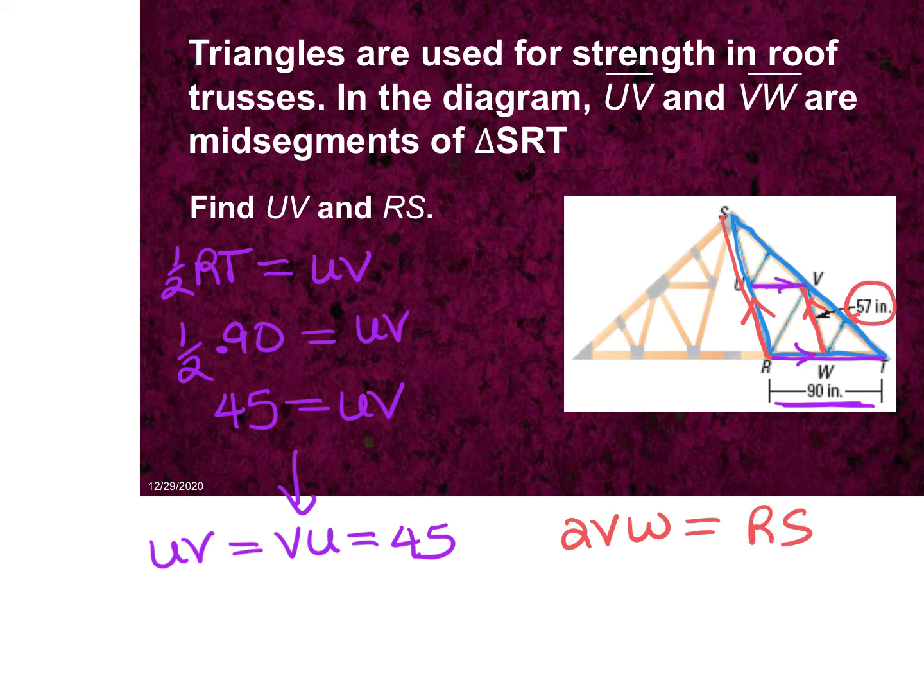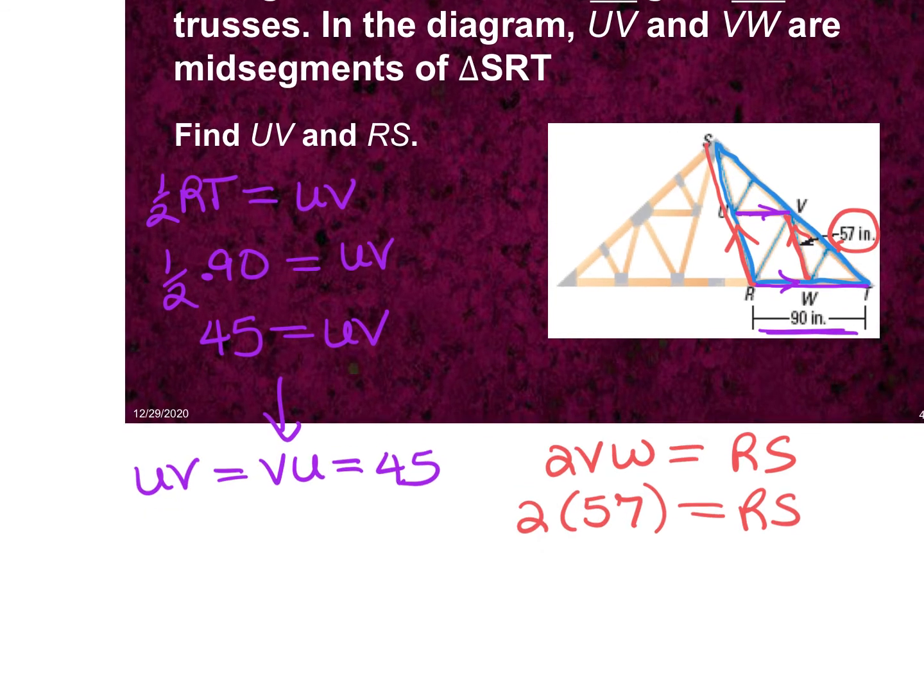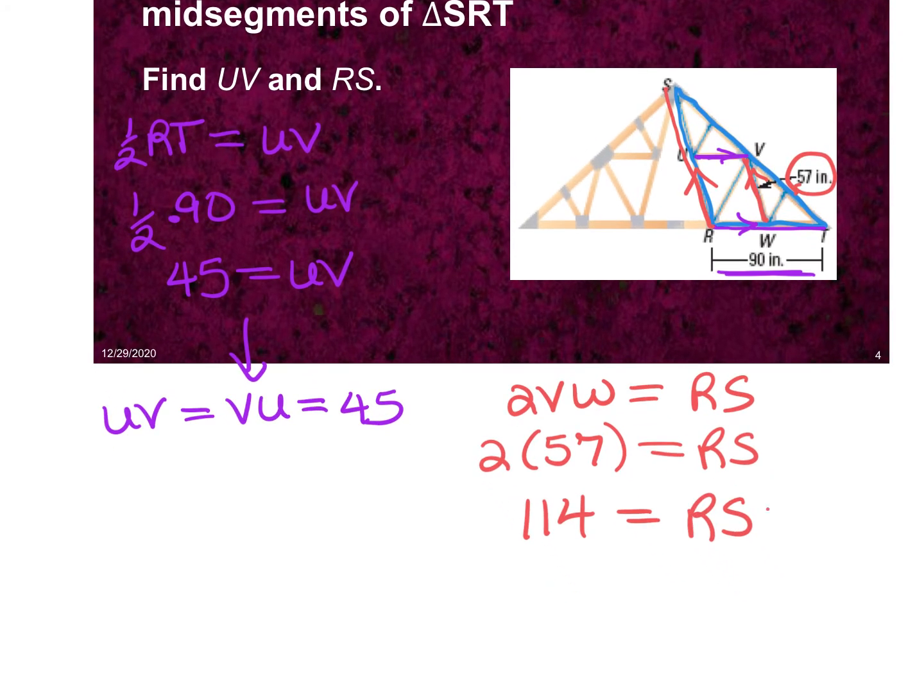VW, they told me, is 57 inches. So 2 times 57 is going to give me the length of RS. 2 times 57 is 114. And again, remember that for RS, you could also reverse the letters. And these are both in inches. The 114 is the length of the side of the triangle in the case of RS, and the 45 inches is the length of the mid-segment.